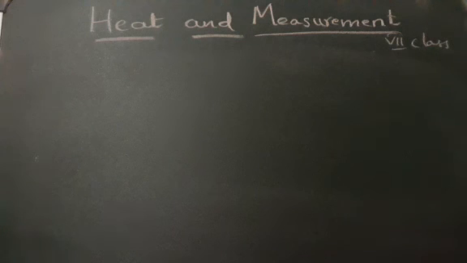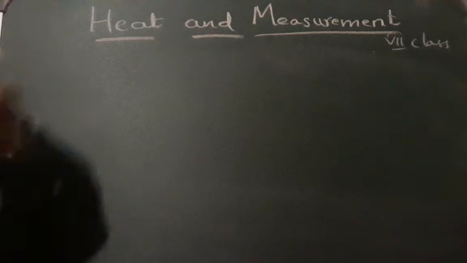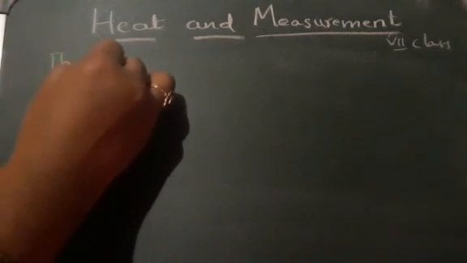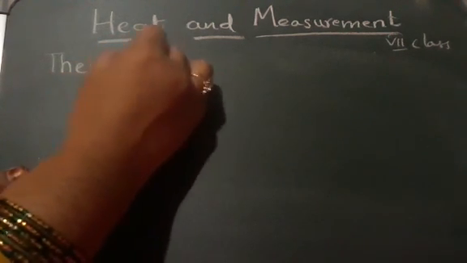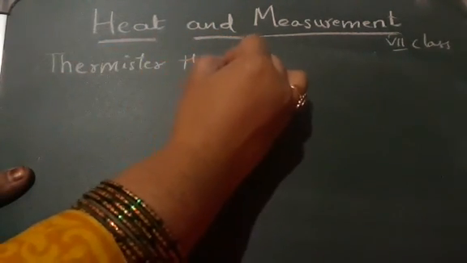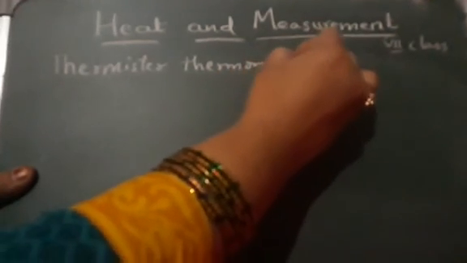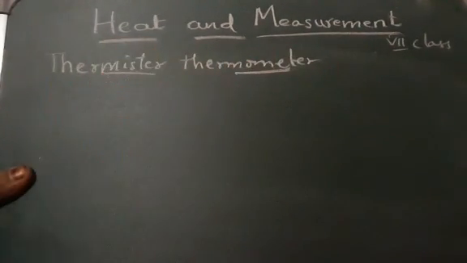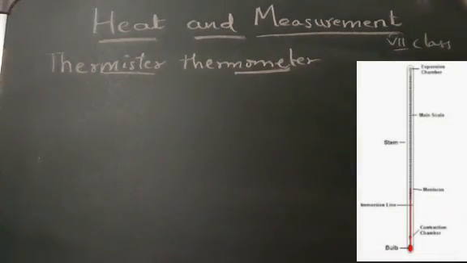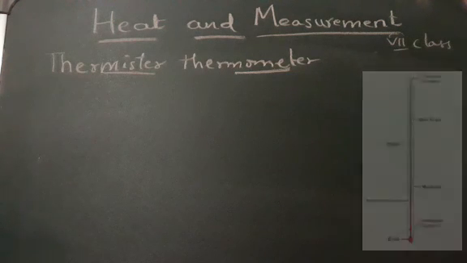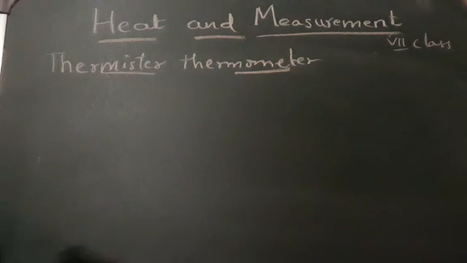The next thermometer which is used is the thermistor thermometer. A thermistor thermometer is a digital thermometer which is normally used for infants and children, that is, a children's thermometer. This is used to measure the temperature of infants, of small children.